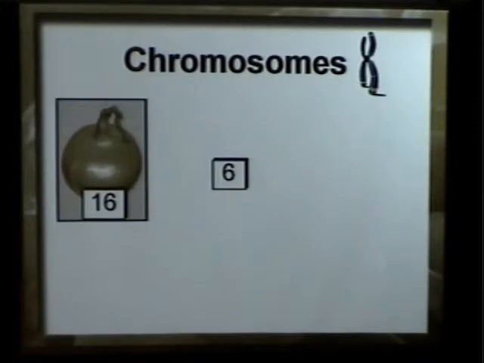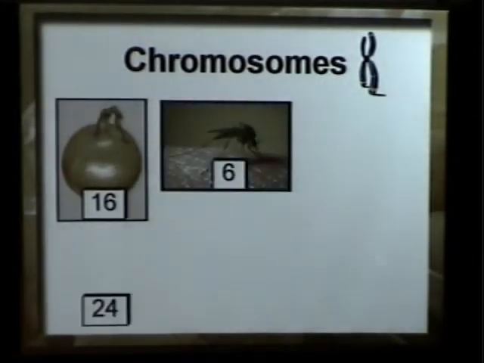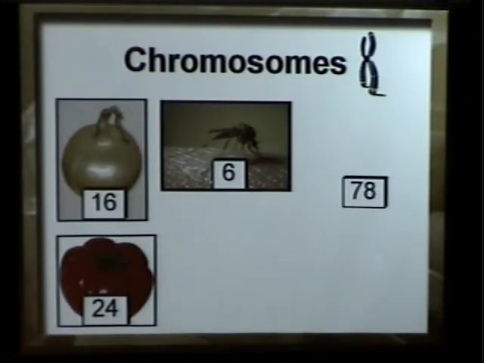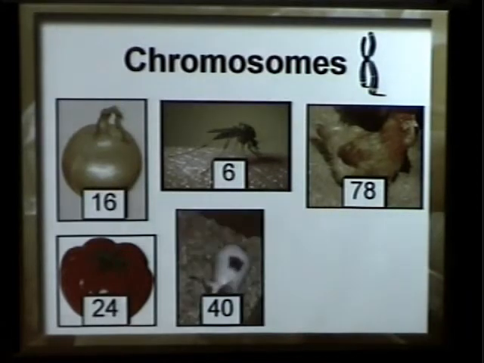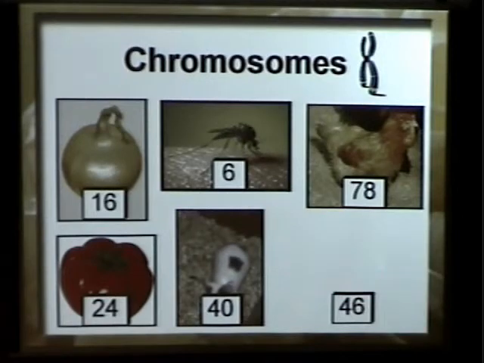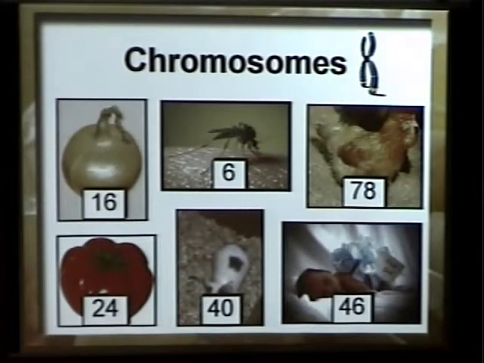Do humans have 16 chromosomes? Nope, that's an onion. Do they have 6? No, that's a mosquito. Do they have 24? Tomato. About 78? Are you sure? That's chicken. Okay. How about 40? It was 40, right? Okay, that's a mouse. Wow, yeah. And then it must be 46. Humans have 46 chromosomes. Notice that even chickens have more.